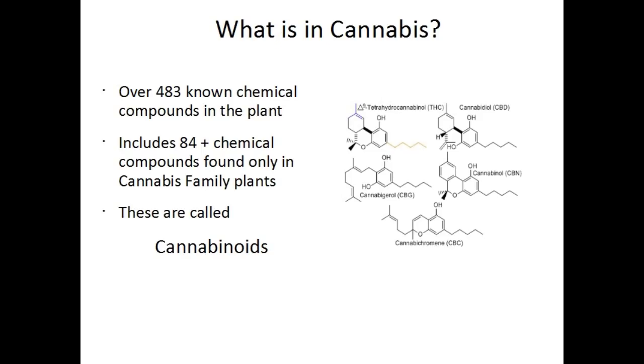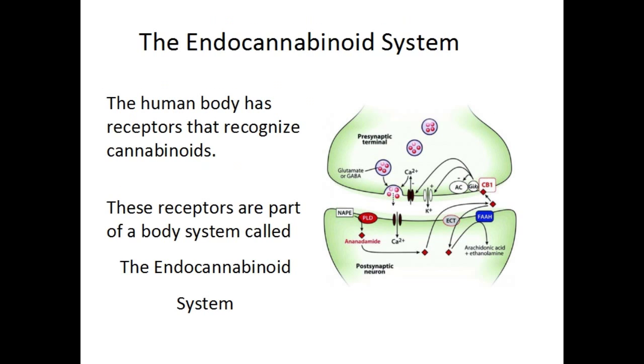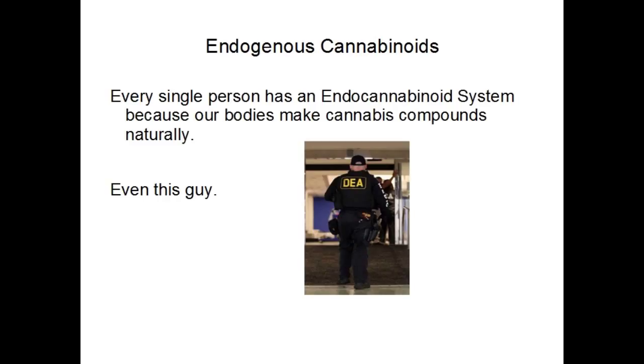So, what's in cannabis? Well, there are about 483 known chemical compounds in the plant, and this includes 84 plus chemical compounds found only in cannabis family plants, and they are called cannabinoids. The human body has receptors that recognize cannabinoids. The receptors are part of a body system called the endocannabinoid system. Every single person has an endocannabinoid system because our bodies make cannabis naturally.